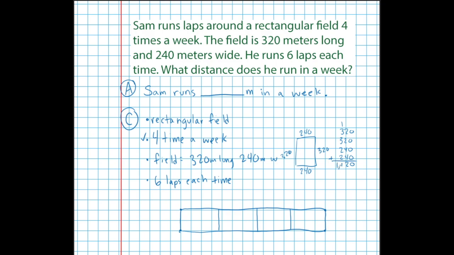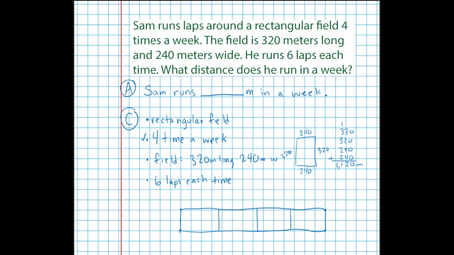And there we have one lap, 1,120 meters. Now, is that what they want to know? Let's see. Sam runs blank meters in a week. Nope, they don't want to know one lap. They want to know how many meters in a week. So, we've got to keep going. We're going to look at the next clue.